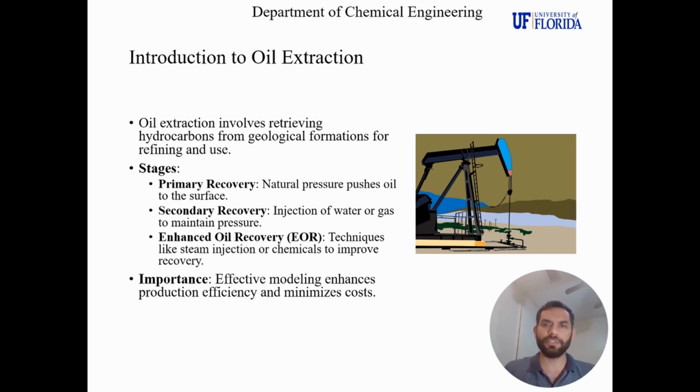Oil extraction involves three stages. Primary recovery relies on the natural pressure, and the secondary recovery uses water or gas injection. And the third one is enhanced oil recovery, which employs techniques like steam or chemicals to maintain the reservoir pressure. To understand and optimize this process, we need models that account for the unique properties of reservoirs and flow dynamics. So now let's look at the factors influencing the flow in an oil reservoir.